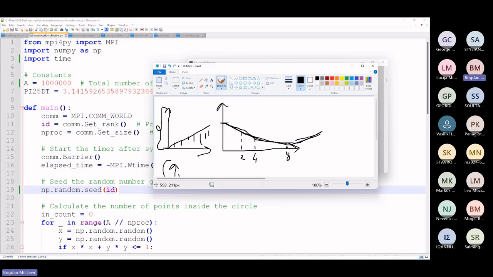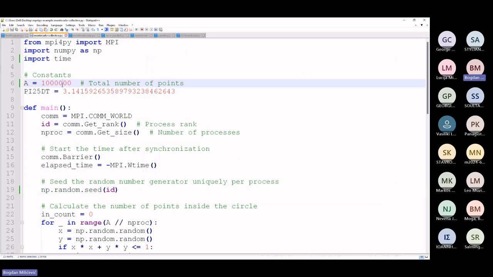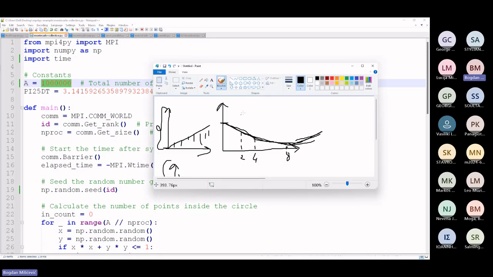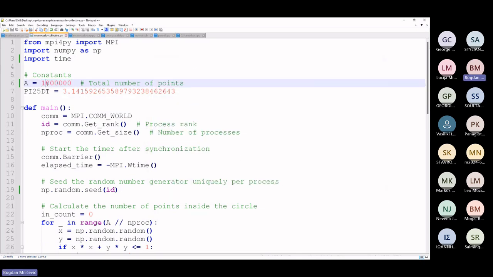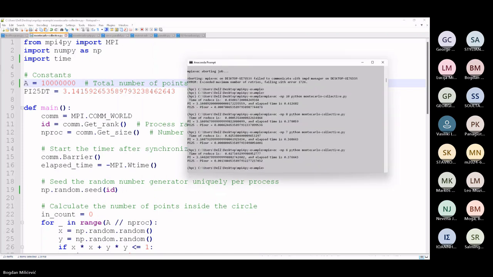Until a certain point, it is good to run more processes. Of course, it is problem dependent. But after that point, you shouldn't increase the number of processes because you're wasting your time on creating new processes and on communication between them for the problem of your size. So for the problem with 1 million points in Monte Carlo, it would look something like this. Let's try to increase to see what happens if we have 10 million.